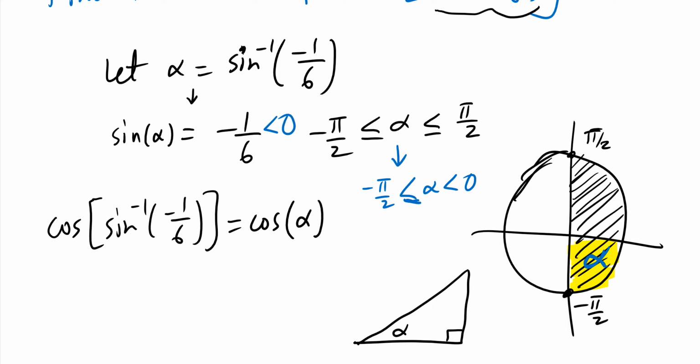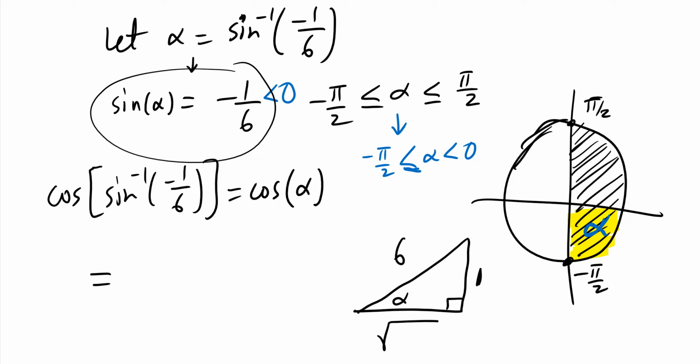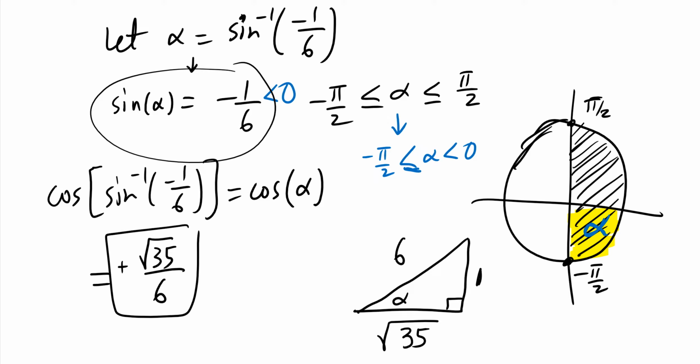So I'm working in the fourth quadrant. What does that give me here? From this, forget about the negative sign. Sine is the opposite over the hypotenuse. So by the Pythagorean theorem, 36 minus 1 is 35. So cosine is the adjacent over the hypotenuse. And it should be positive because it's in the fourth quadrant. In the fourth quadrant, cosine is always positive.